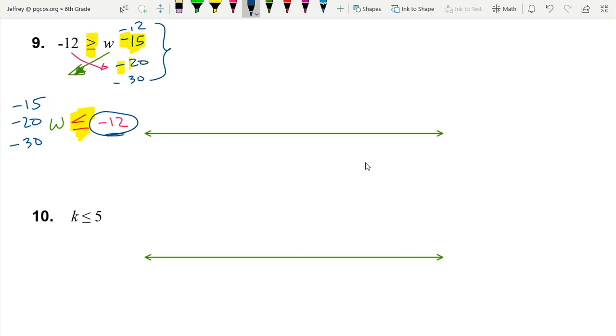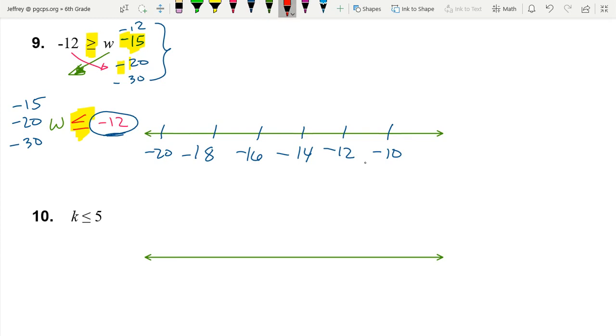So if I were to graph this, I can graph, let's say, -10 right here, -12 here, -14, -16, -18, -20. Now, do I need to start at 0? Not necessarily. Remember, a number line represents a range of solutions for our inequality.